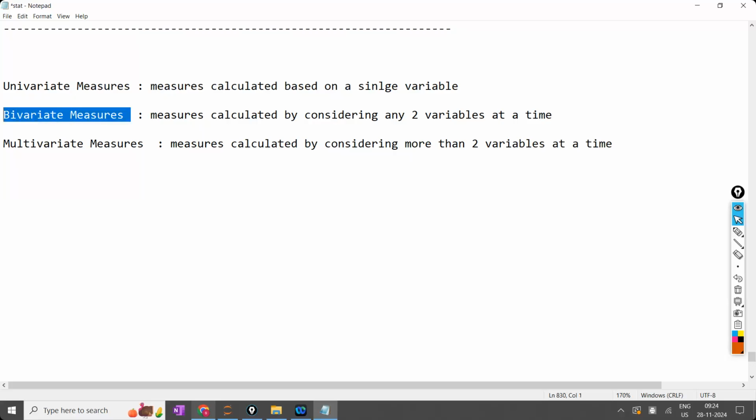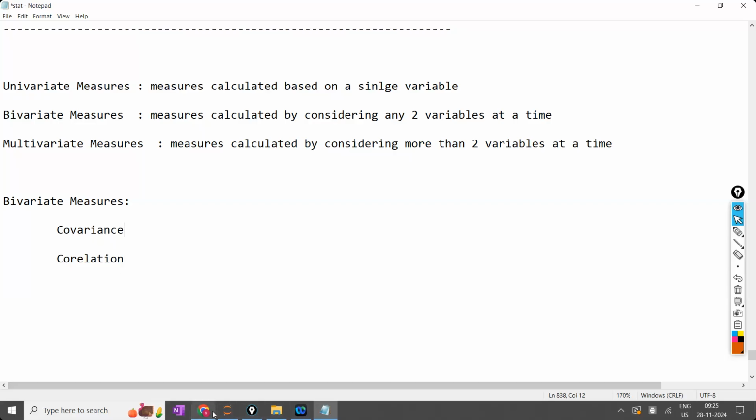Now, coming to the bivariate measures, at a time we have to consider two columns. The bivariate measures we have are covariance and correlation. These are the two measures. Now, first let us start with covariance. What is meant by covariance? It means variance between two variables: how much the variance of one variable is impacted on the other variance. That is called covariance.